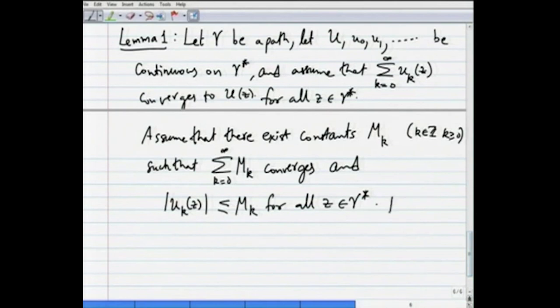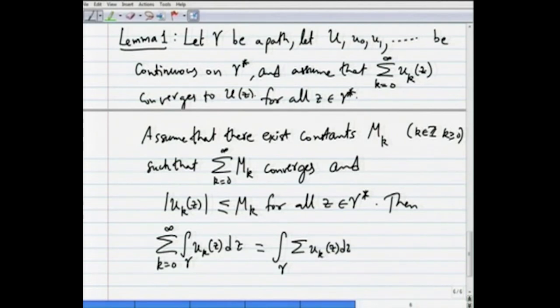Then the conclusion is that the sum over k equals 0 through infinity of the contour integration of u_k of z over the contour gamma is equal to the integration over the contour gamma of the summation of u_k of z dz, k equals 0 through infinity. So, we can exchange the integration and the summation. This is equal to the integral over gamma of U of z dz by definition of this summation. Since this summation converges to U of z, I am just replacing this summation by capital U of z.